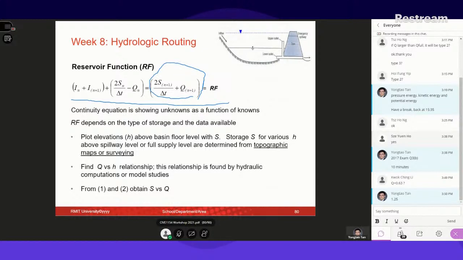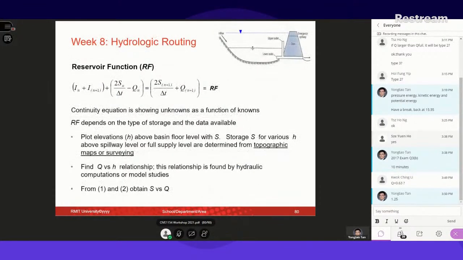The reservoir function actually depends on the type of storage and the data available. We can plot the elevation above basin floor level against S, and also the storage S for various H above the spillway, and also find the Q and H relationship. Normally this comes from the hydraulic model. From step 1 to 2, I can get S and Q from the previous ones.